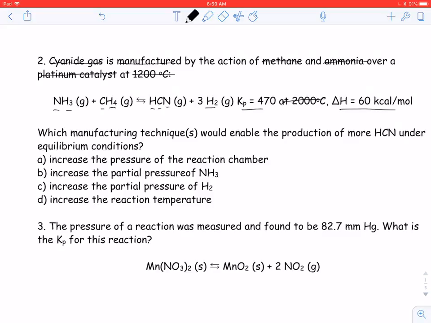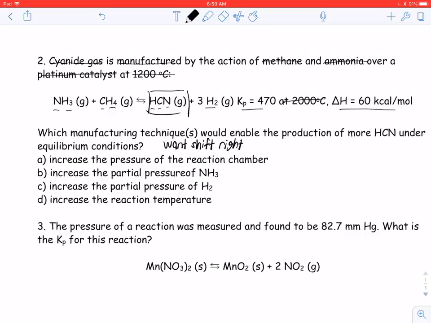So, which manufacturing techniques would enable the production of more HCN, that's this boxed chemical here, under equilibrium conditions? So this means we want to shift this reaction to the right. Let me make a jot of that so you can follow the logic. So if we increase the pressure of the reaction chamber, what would happen?